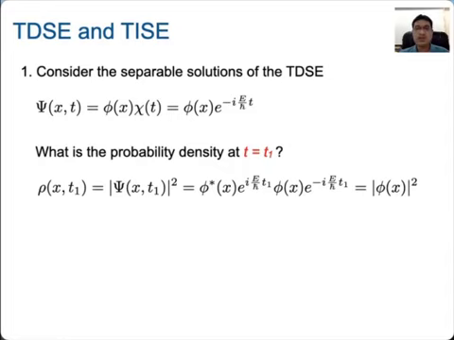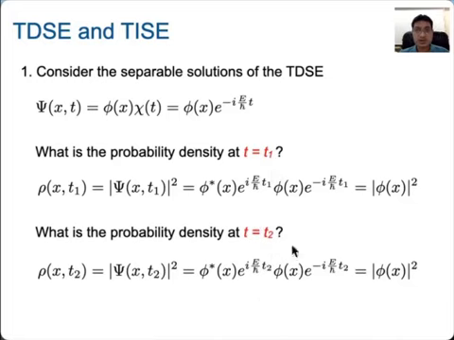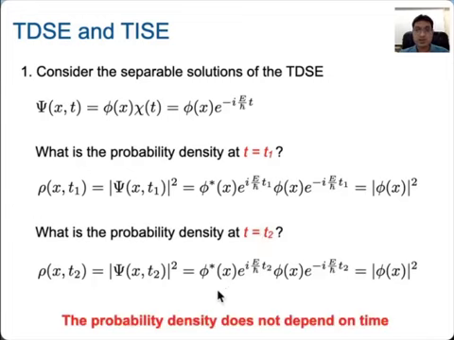Okay, now what is the probability density at time t equal to t2? Same exercise you can do, and you can see that again your probability density is time independent. So what you have noticed is that the probability density does not depend on time when your solution is in the following form, the product form.